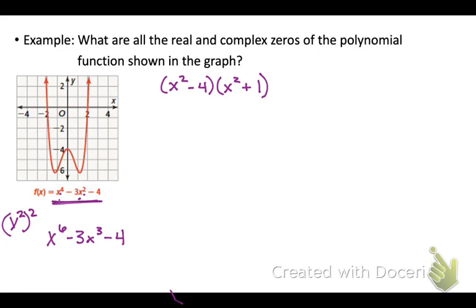Yes, because when you square x cubed, you get x to the 6th, right? Could I square it if I had this? Or could I do it if I had this? What's another one I could do? x to the 12th minus 3x to the 6th.